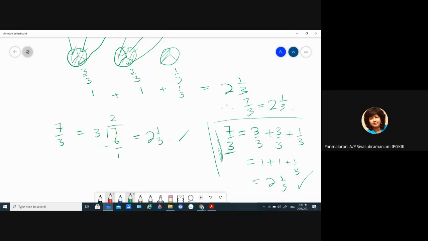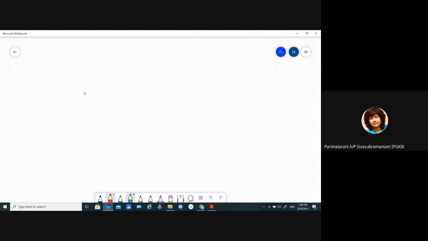Okay, so that is changing improper fractions to mixed numbers, okay? Okay, next we're going to look at how to convert mixed numbers to improper fractions. Okay, say we had 2 1 over 4 and we want to convert this to improper fraction. So we know that 2 1 over 4 actually means 2 plus 1 over 4.